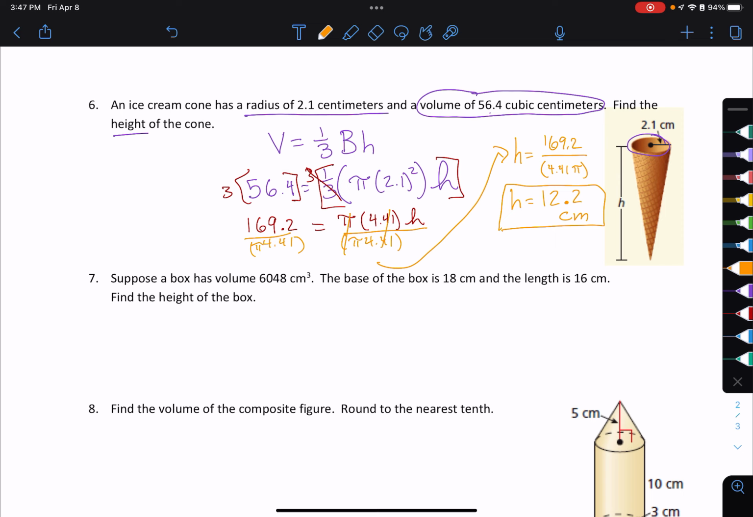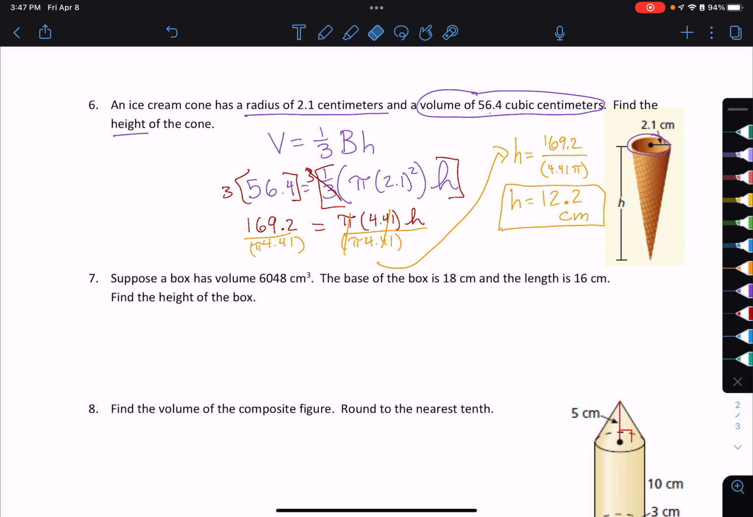And then you could check that. If you do 1/3 and then pi times the radius squared times that height of 12.2, we get 56.34, which is essentially that 56.4 we had to begin with. Because we rounded this to 12.2 instead of keeping all those decimals, it does make it a little bit off, but it's about as close as we're going to get.